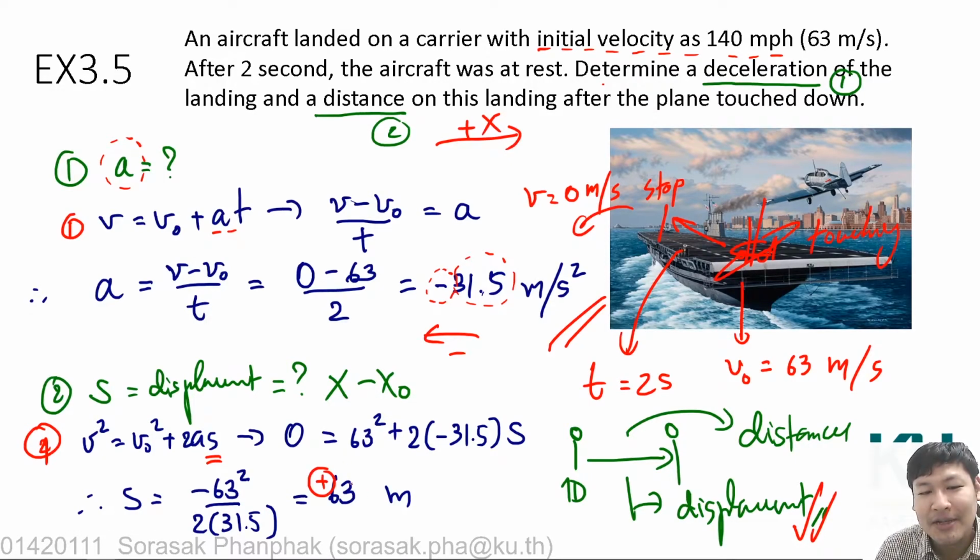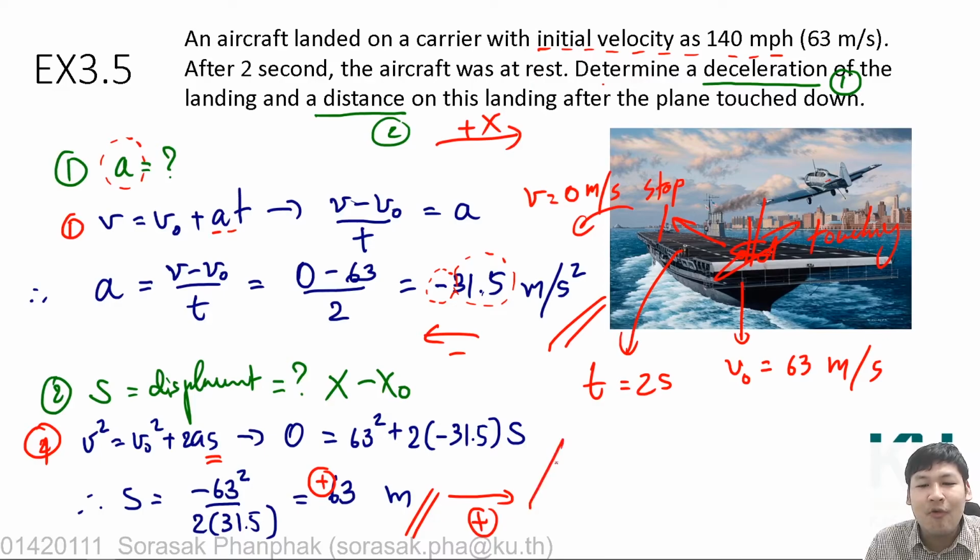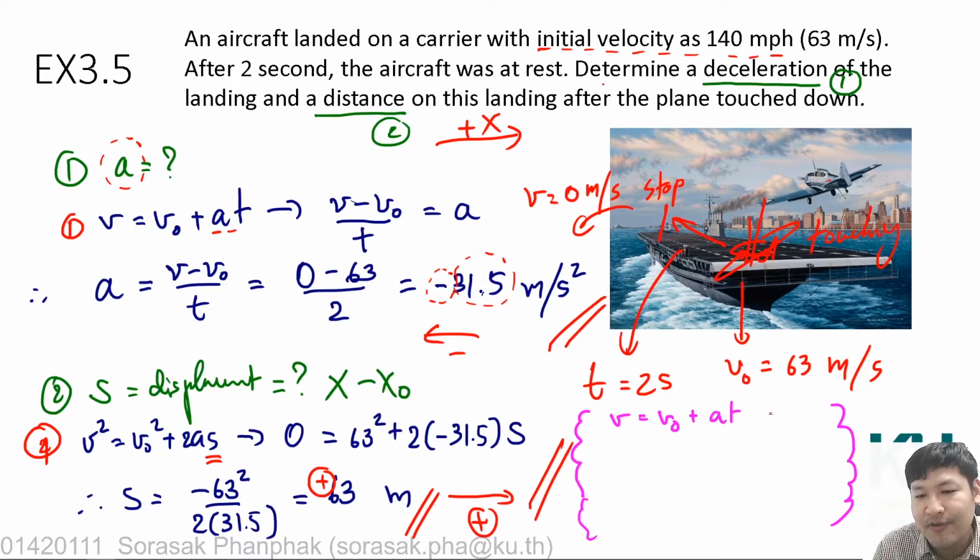Now you can see the plus sign, so the displacement is in the forward direction, and the unit is meters, right? I will remove this part first because we're not going to use it. So now you can see that you can use the four main equations to explain the behavior of an airplane landing on an aircraft carrier. That reminds you of the importance of the four main equations. Here you got the relation of V and V0 plus AT for the first one.